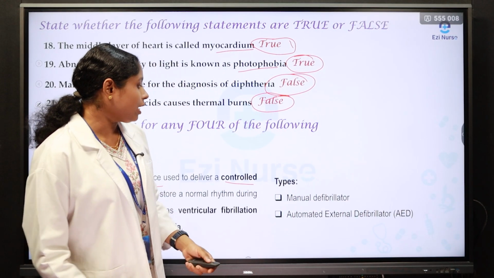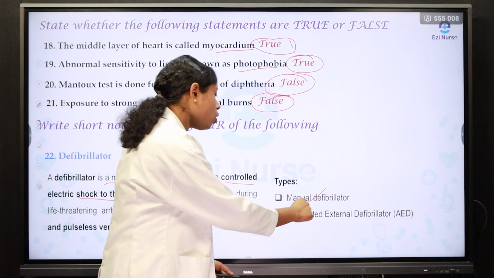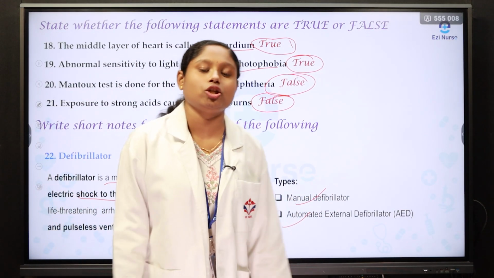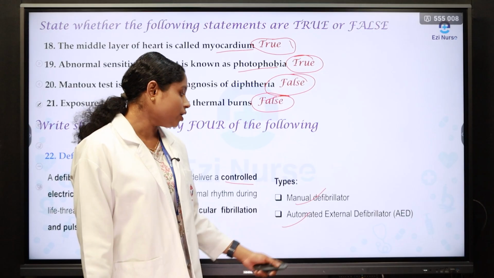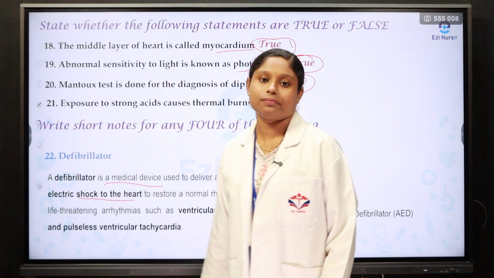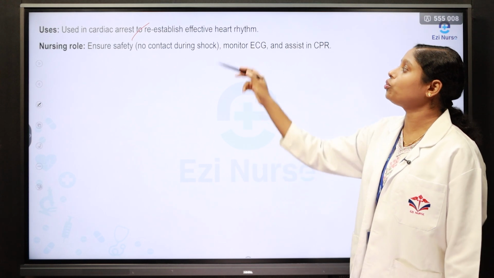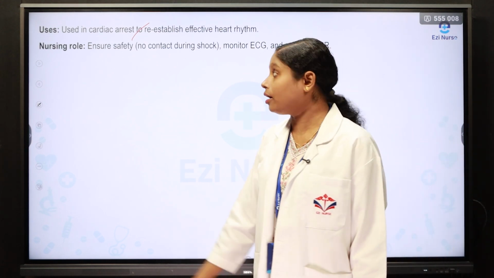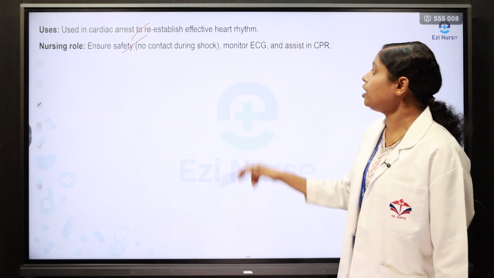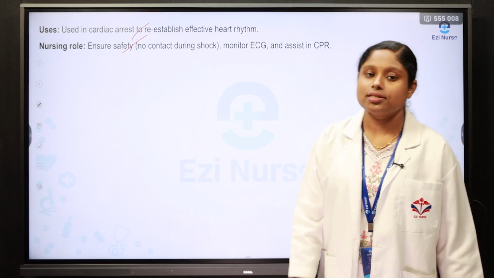So what are the types? Two types: manual and automated external defibrillator. Next, we will see the uses and nurse's role. Uses include cardiac arrest, to re-establish an effective heart rhythm. And nursing role: ensure safety, monitor ECG and assist in CPR.